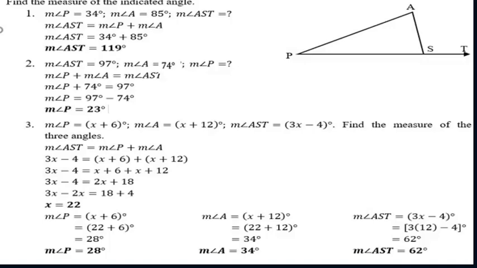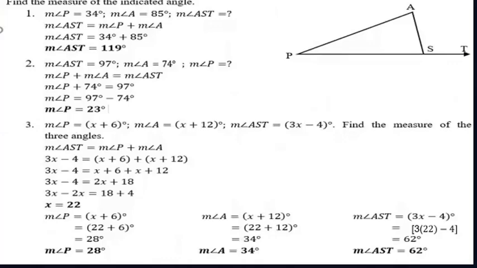Now, let us substitute the value of x in the given angles that we have. So, the measure of angle P is equal to x plus 6. So, x is 22, plus 6 is equal to 28. Then, the measure of angle A, we have x plus 12. So, x is 22, plus 12 is equal to 34.